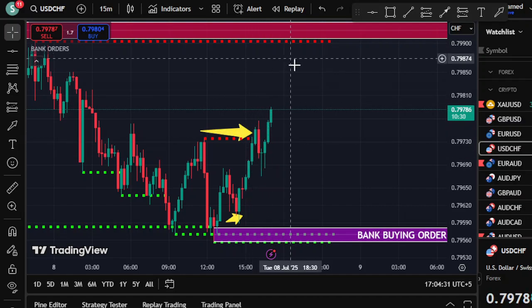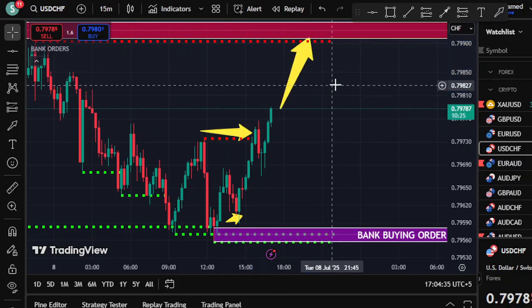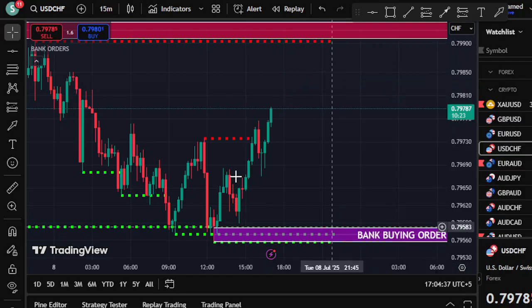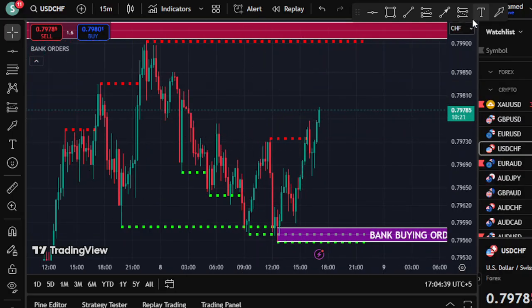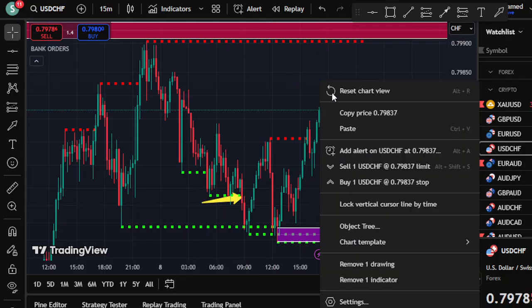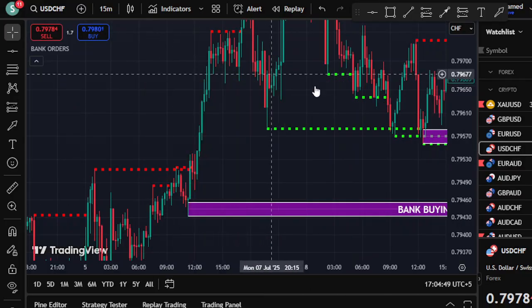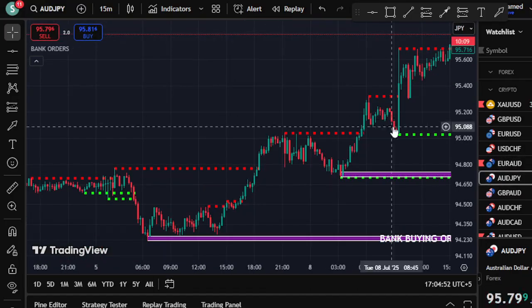Now you can see the price is going up, and it's basically going with the intention to test the bank selling level that is available at the top. Next, if the price closes below the dotted green line, it shows weakness. And even previously, you can see the price closed above the dotted red line, it's a strength in the market. You can see the price is up. Let's have a look at more.